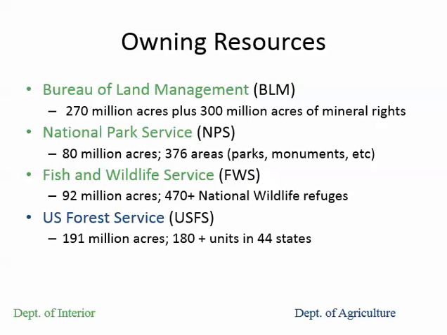Okay, and then there are other agencies that own resources. So there's the Bureau of Land Management, the National Park Service, the Fish and Wildlife Service, the Forest Service. These all own and manage land, and they manage different amounts of land, and they manage these lands for different purposes. Now, the green ones here are all within the Department of Interior: Bureau of Land Management, National Park Service, Fish and Wildlife Service. The Department of Interior also includes the Bureau of Indian Affairs and things like this. And the Department of Agriculture then has the Forest Service.